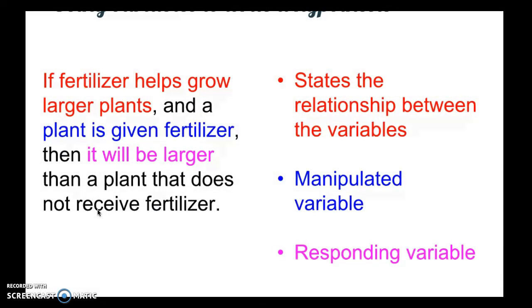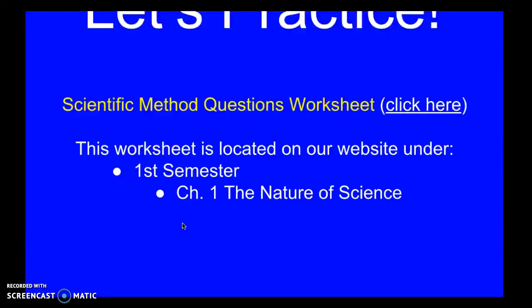All right, so you can see this. We can break down a sentence. So if fertilizer helps grow larger plants, there's my relationship between the variables. And a plant is given fertilizer, here's my manipulated variable. So I'm either going to give the plant fertilizer, that would be my manipulated variable, or I'm not, which would be my control group. Then it will be larger. And here's my responding variable. So that's what I'm going to plot on the y-axis, and I can measure the height of the plant.